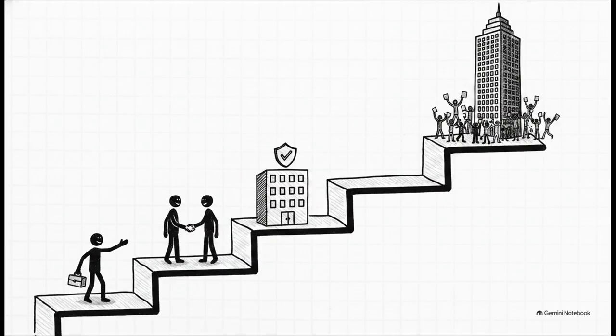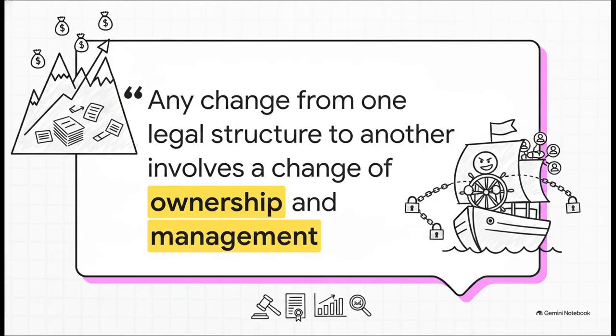A very common progression path for a successful, growing business is to evolve from a simple sole trader, maybe bring on a partner to share the load as a partnership, then incorporate into a private limited company to protect personal assets while raising more funds. And then, perhaps finally, the ultimate growth stage, floating shares to the general public on the stock exchange as a public limited company. But remember, any change from one legal structure to another involves a change of ownership and management, and getting that agreement can be incredibly difficult.